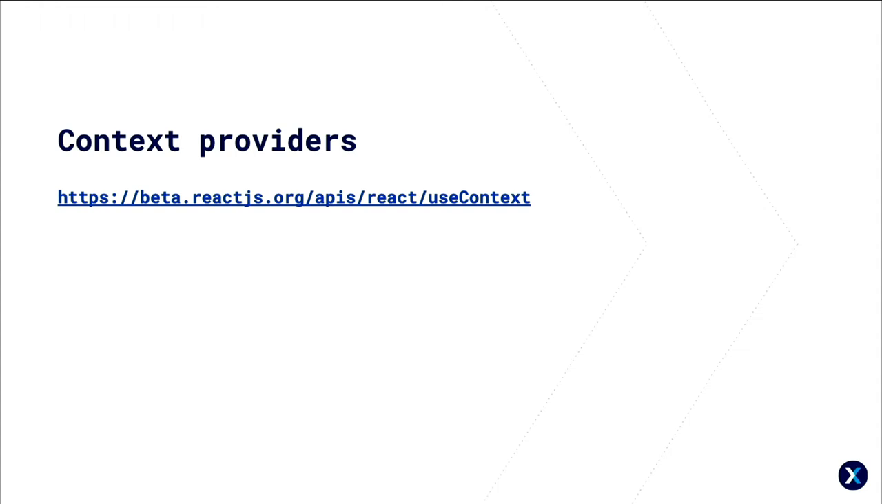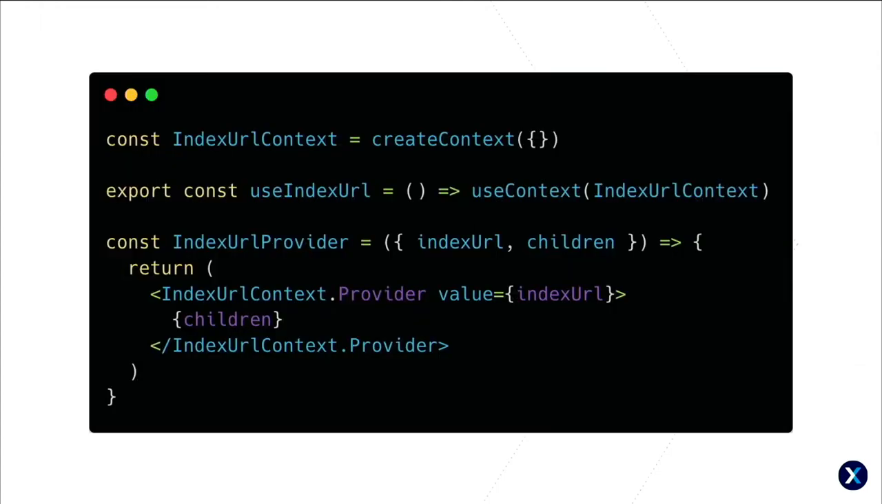And Eric is doing a talk on understanding React hooks later today at 20 past one, I think, and he'll cover this kind of thing in more detail. But we can have a look at one of our context providers here, which is the index URL provider. This wraps a huge number of our components. Basically, we just give it an index URL. When we call useIndexURL, we basically just get the index URL back. We don't have to pass that all around in our application.